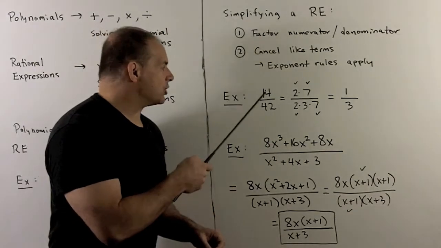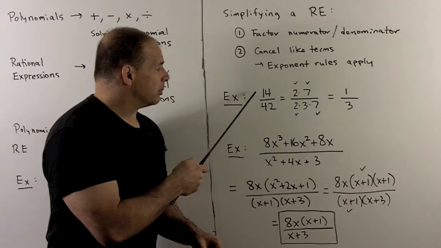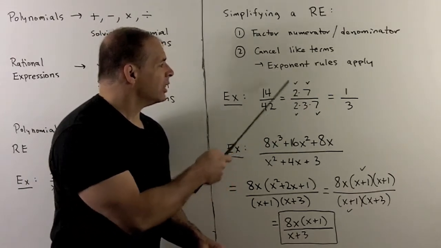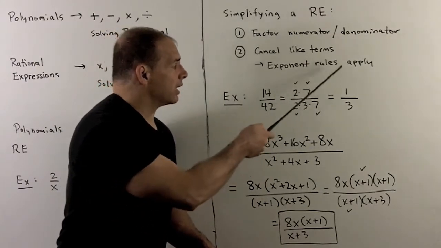So for instance, if we had just a regular old fraction, 14 over 42, completely factor, so it'd be 2 times 7 over 2 times 3 times 7. The 2's cancel, the 7's cancel. We're left with a 1 on top, so I get 1/3.